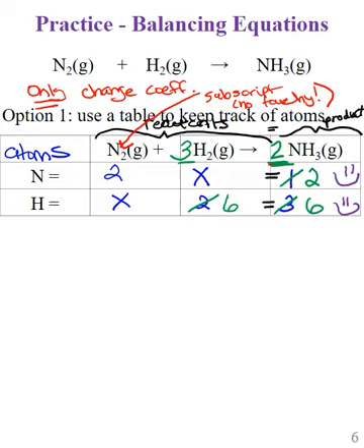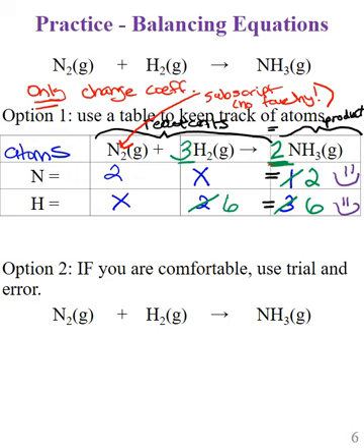This is the longer way of doing it, but it really helps you to keep track of your different atoms. Option 2 is, if you are comfortable, use trial and error. If you get really fast, then you can start using this method. So let's try it. What I would notice first is, balance your nitrogens first and then save your hydrogens and oxygens for last. So nitrogens, I have 2 on the left and only 1 on the right. So I'm going to put a 2 over on the right side so that I get 2 nitrogens.